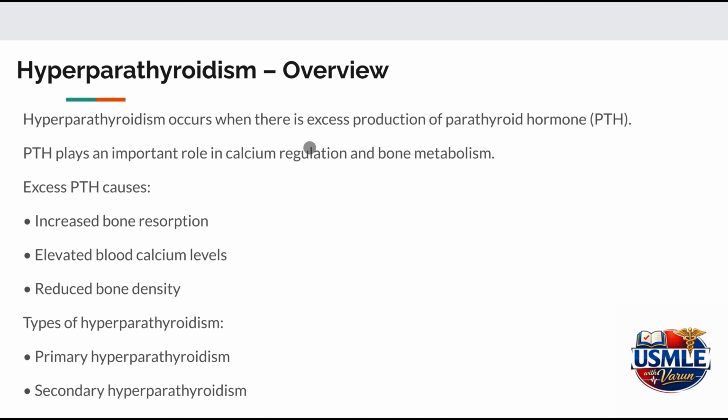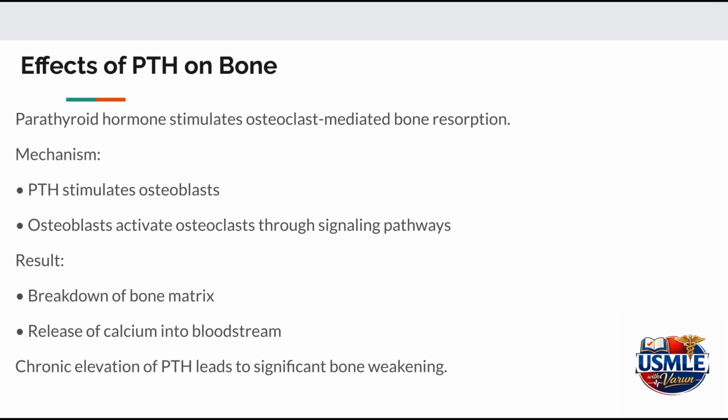Hyperparathyroidism occurs when the parathyroid glands produce excessive parathyroid hormone. This parathyroid hormone normally plays an important role in regulating calcium levels in our body. Whenever parathyroid hormone levels are elevated, bone resorption increases. And whenever bone resorption increases, it increases calcium in the bloodstream because more and more calcium is being resorbed from the bone into the circulation.